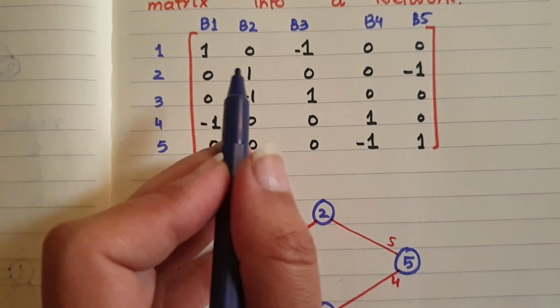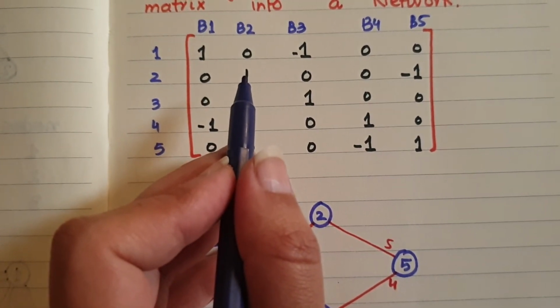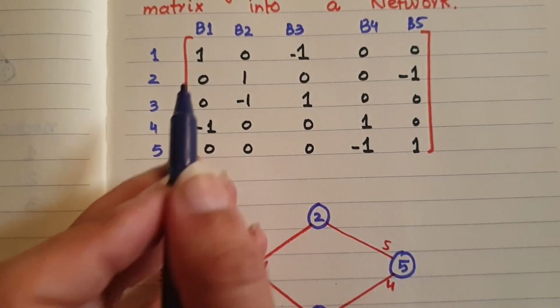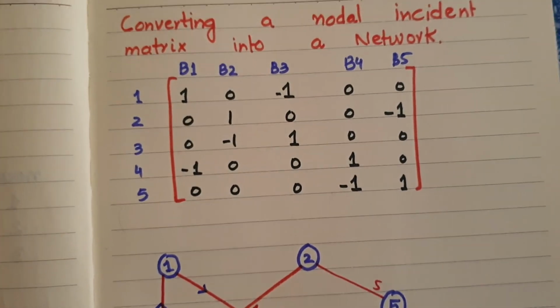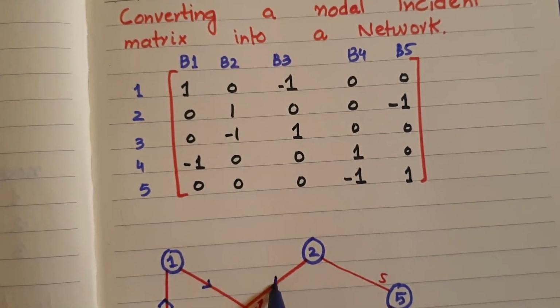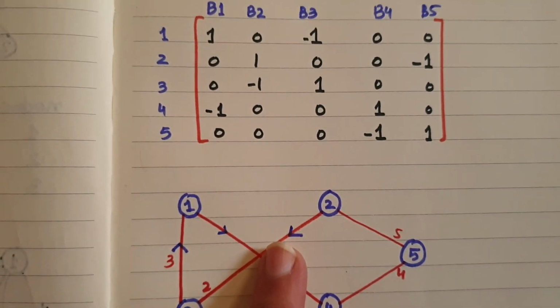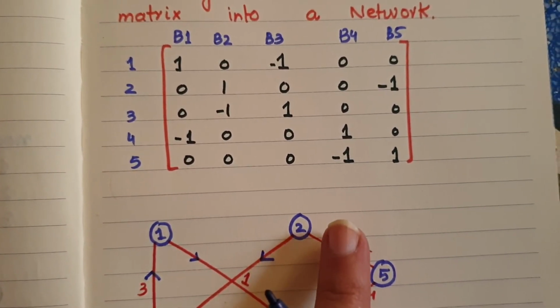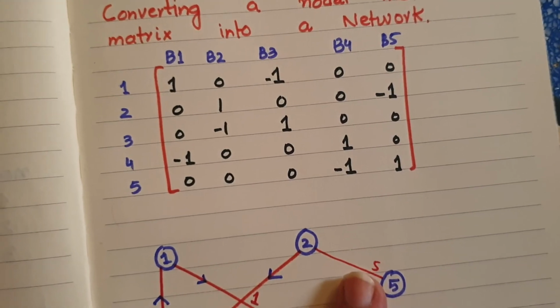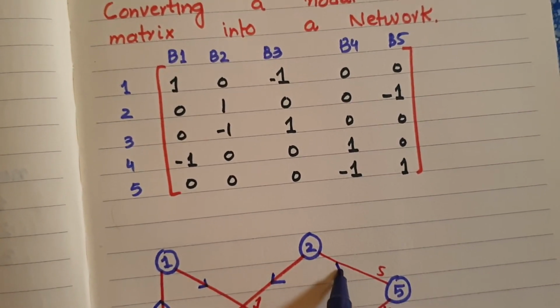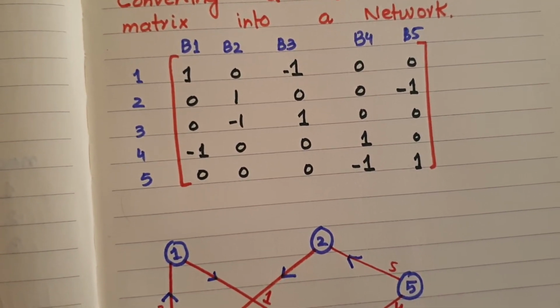The next step is about the second branch at node 2, which is leaving. So I will draw an arrow of leaving. Similarly, the fifth branch at node 2 is entering. So I will draw the direction like that.